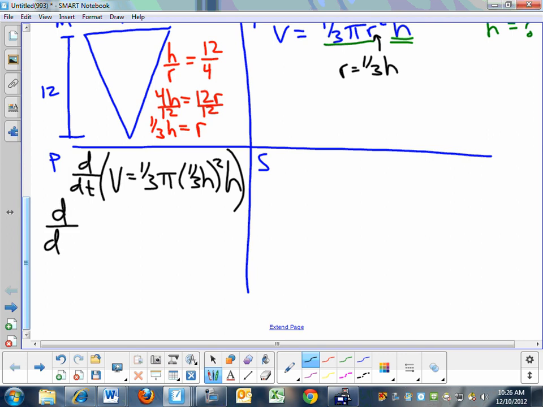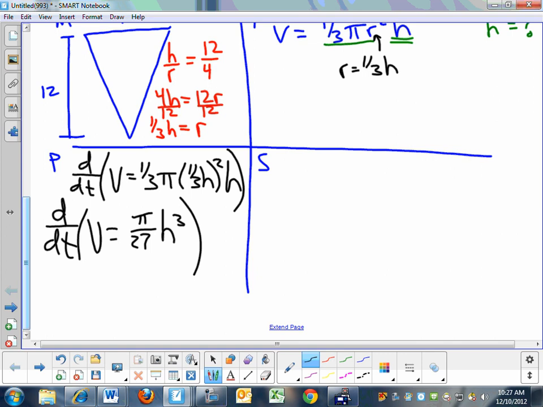So you're going to take the derivative with respect to time of the volume, which is equal to, what is 1/3 squared? 1/9 times 1/3 is 1/27. We get pi over 27 times h cubed. Yes? No? Now, let's actually solve it.